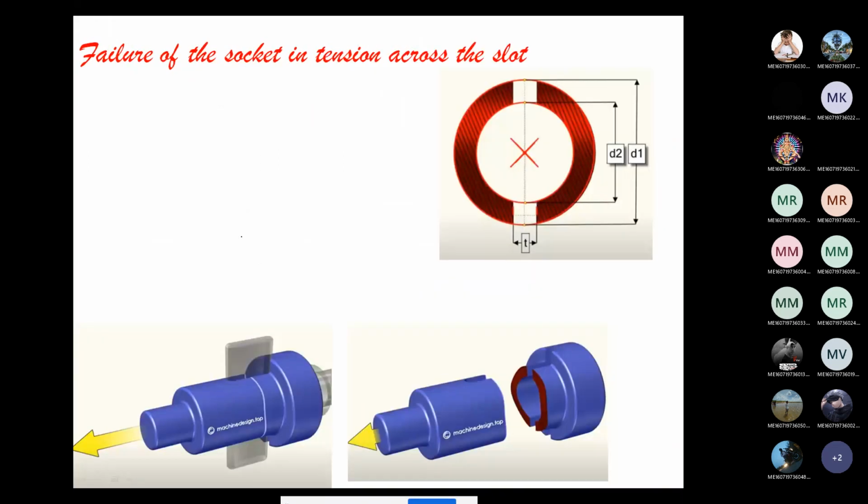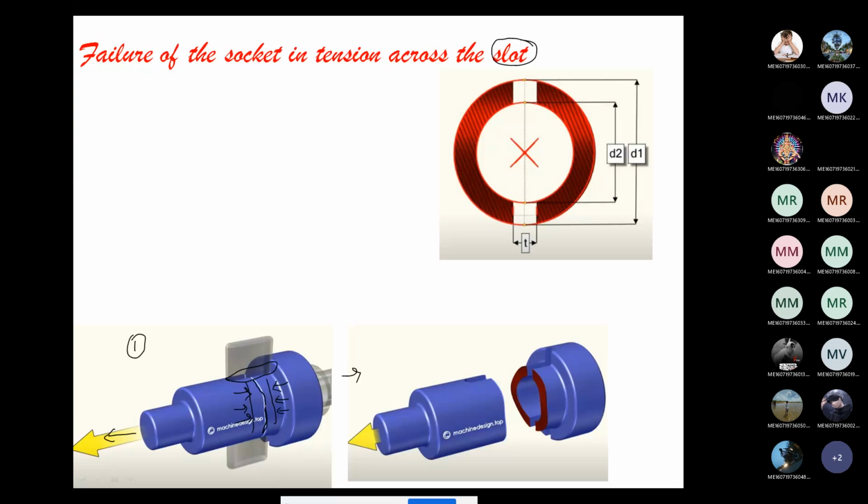Now the fourth point. What is the fourth point? Failure of the socket in tension across the weakest portion. Across the slot is nothing but the weakest portion. See here in the first image, due to the application of tensile load, where is the weakest portion? Where we created the hole for insertion of the cotter. This is the weakest portion because while applying the force, the stresses gather more at this portion only. Due to this reason, a crack is generated here.